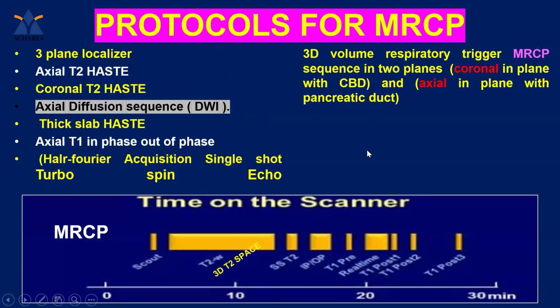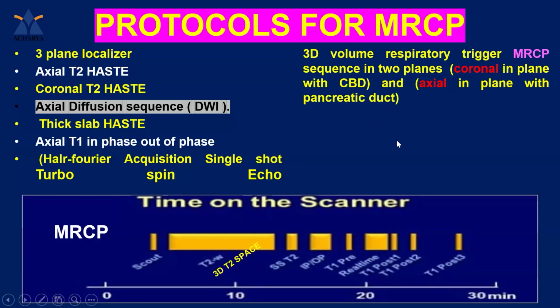This is the protocol for MRCP: 3-plane localizer, axial T2 HASTE and coronal T2 HASTE, axial diffusion sequences, diffusion weighted imaging, and next is thick slab HASTE, another axial T1 in phase and out of phase. And what is HASTE? HASTE is the half-Fourier acquisition single shot turbo spin echo sequence.